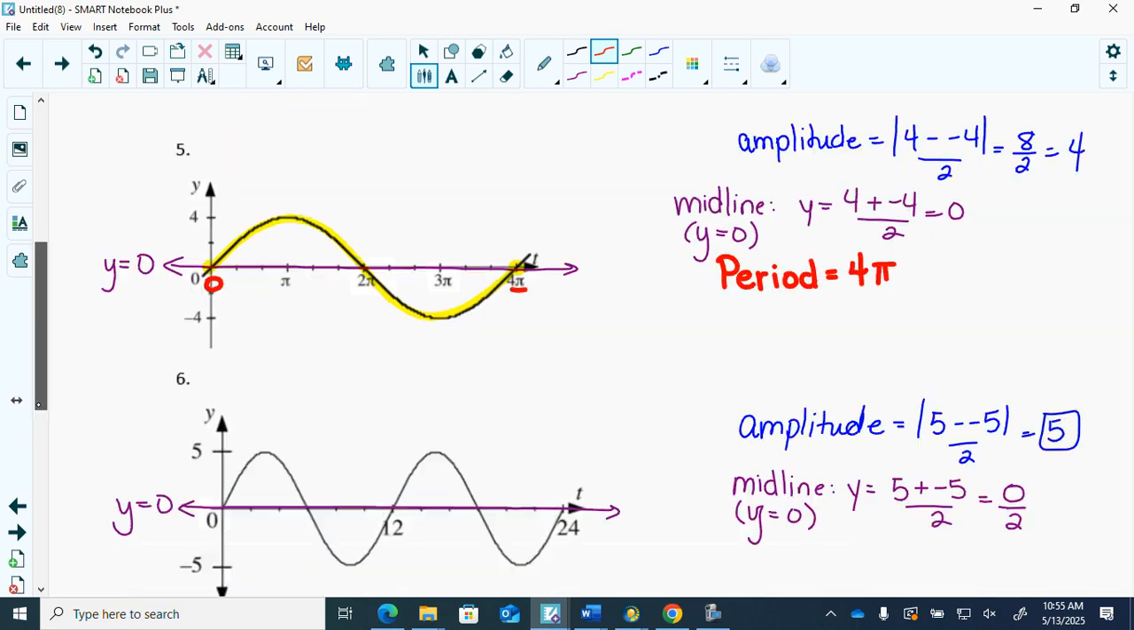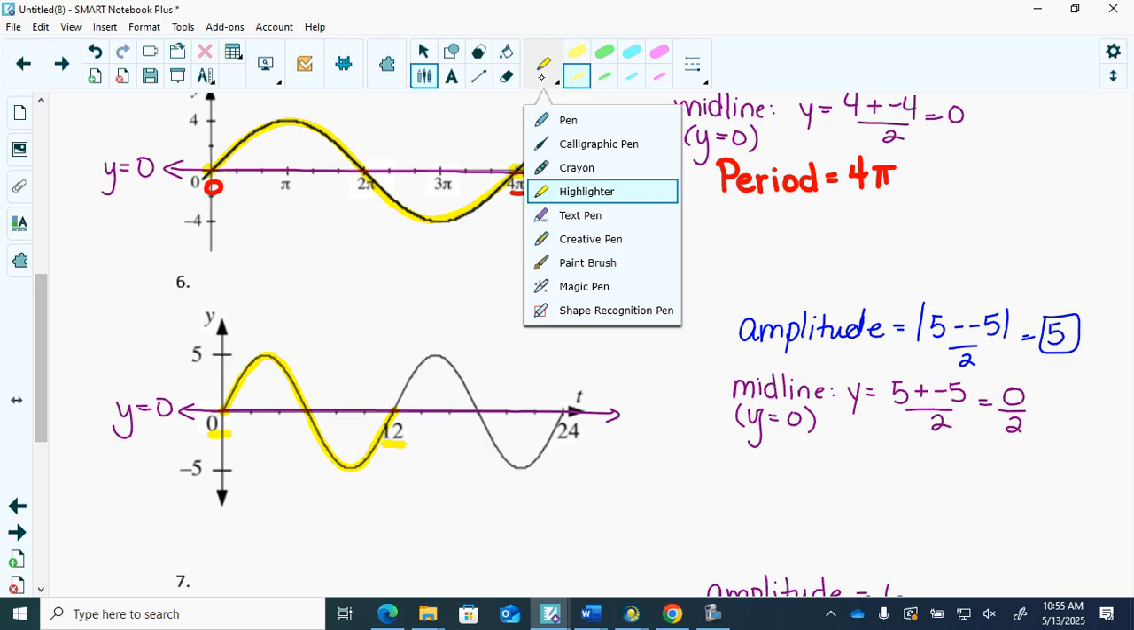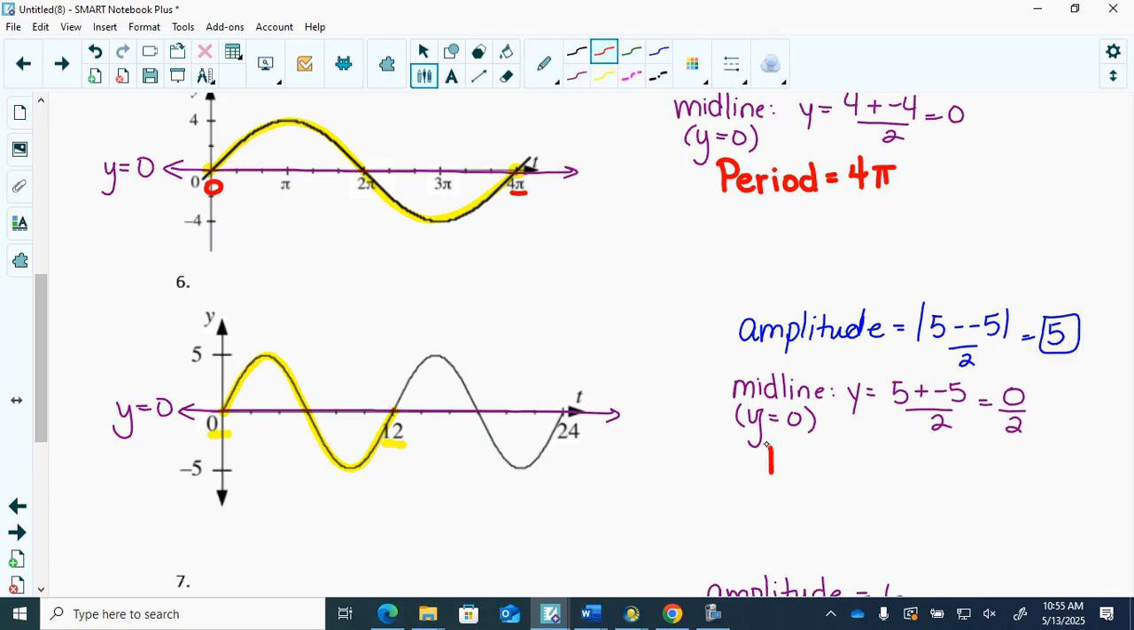All right, 6. Start here, go past the max, back to this point, then what do I do? Am I done? Keep going until I get back to that point. So it's from 0 to 12, so the period is 12.